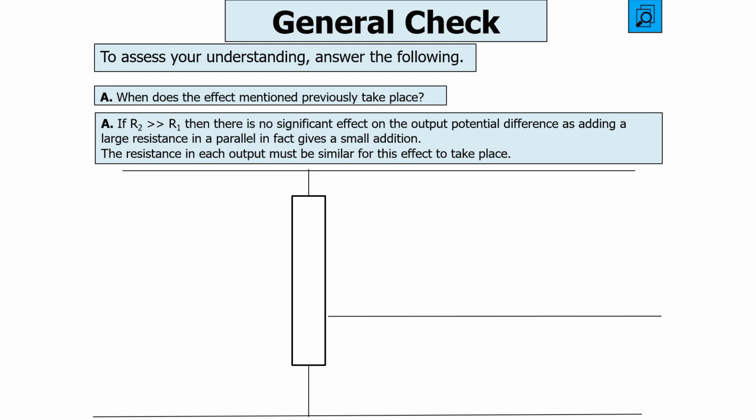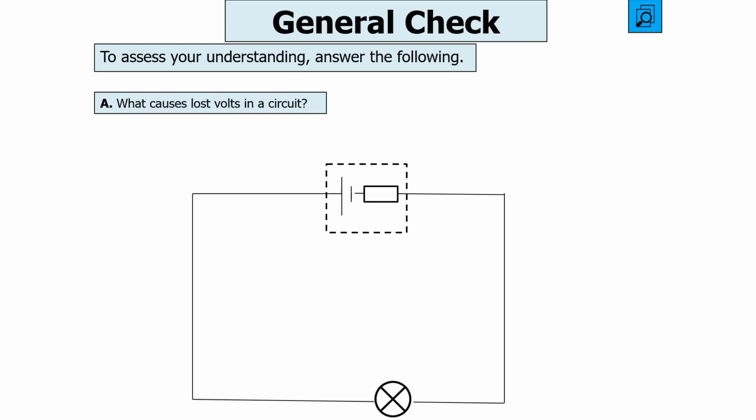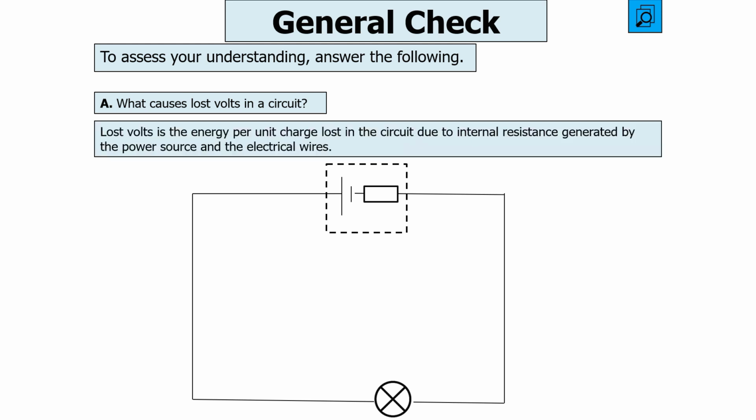The next question says, what causes lost volts in a circuit? So pause the video now, then unpause the video when you want to go through your answer. So lost volts is the energy per unit charge, which is the definition of volts, lost in the circuit due to internal resistance generated by the power source and the electrical wires of the circuit.